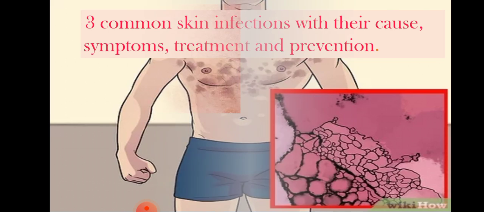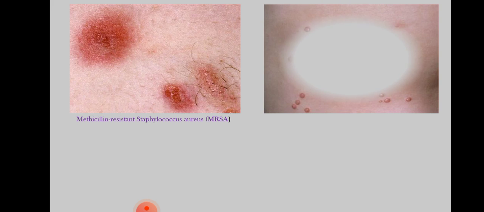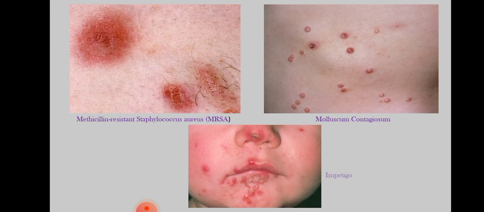And these three are: first is the methicillin-resistant Staphylococcus aureus, also named MRSA. Second, the Molluscum Contagiosum. And third is the Impetigo.